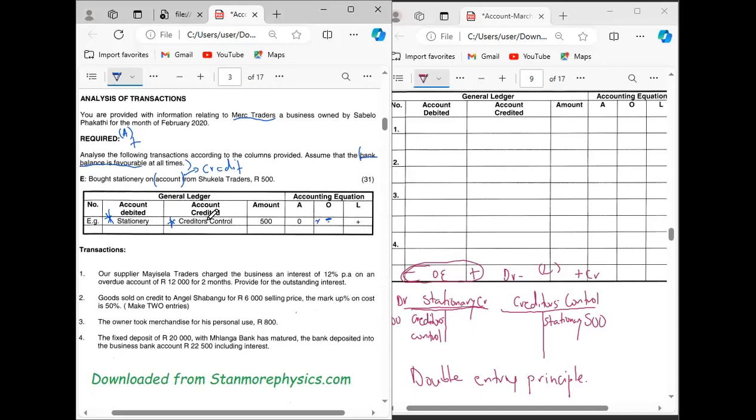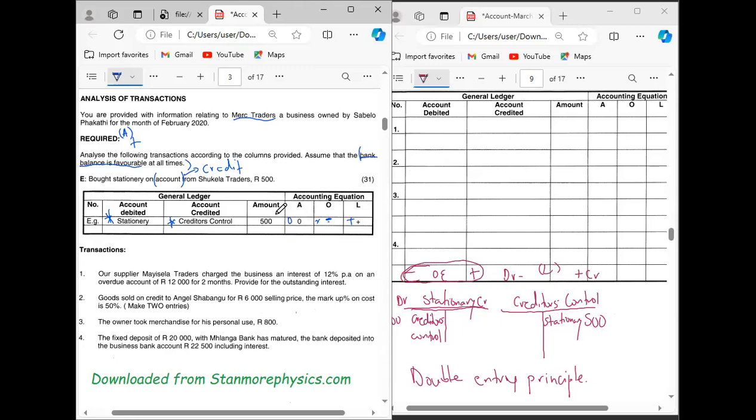Creditors control is classified as a liability. How are liabilities going to be affected, positive or negative? Liabilities will be affected positively because we bought stationery on credit and we recorded it under the positive side, so we go under liabilities and put our positive sign, while we don't have an entry for assets. So assets will be so simple.